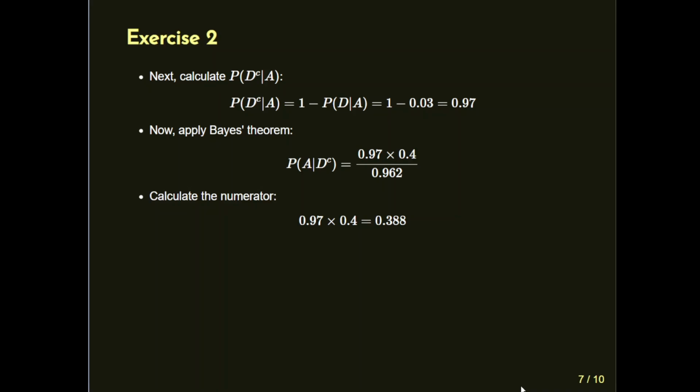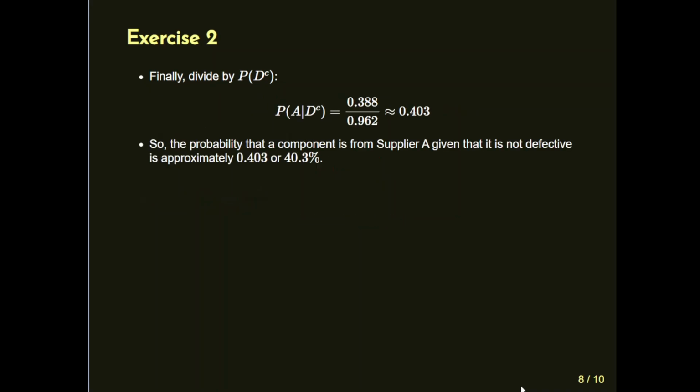So probability of A given DC is 0.97 times 0.4 divided by 0.962. Using the calculator, the numerator is 0.388 and we divide by the denominator 0.962 and we get 0.403. Okay, so the probability that a component is from supplier A given that it is not defective is approximately 0.403 or 40.3%. Okay, that's good. We'll leave it there.